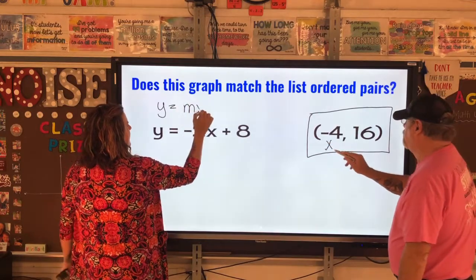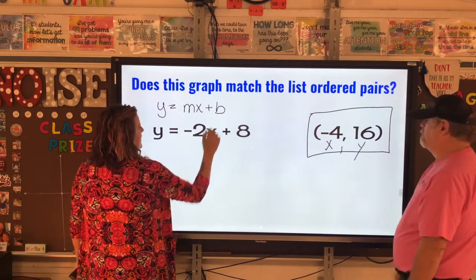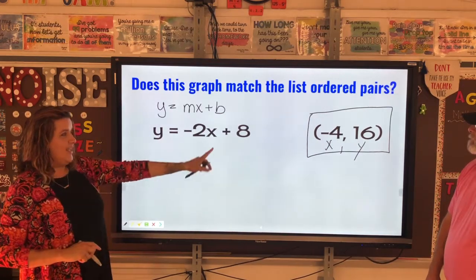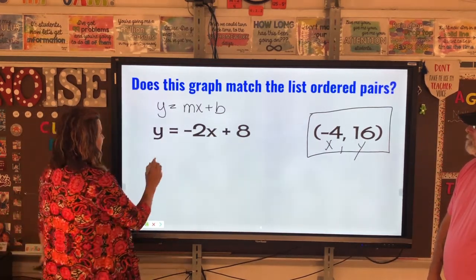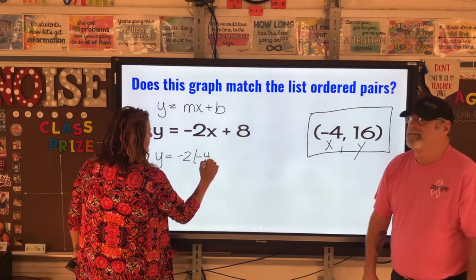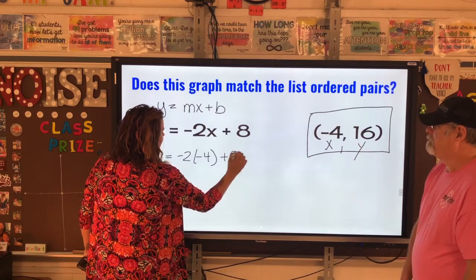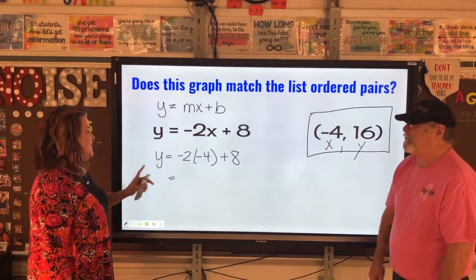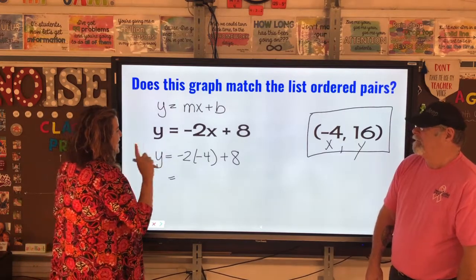I'm going to use that variable substitution, and I'm going to plug in that x to see if I get that y. So let's do it. Y equals -2 times -4. I'm going to plug in the x plus 8. Well, ooh, a negative times a negative is positive. So -2 times -4 is +8.